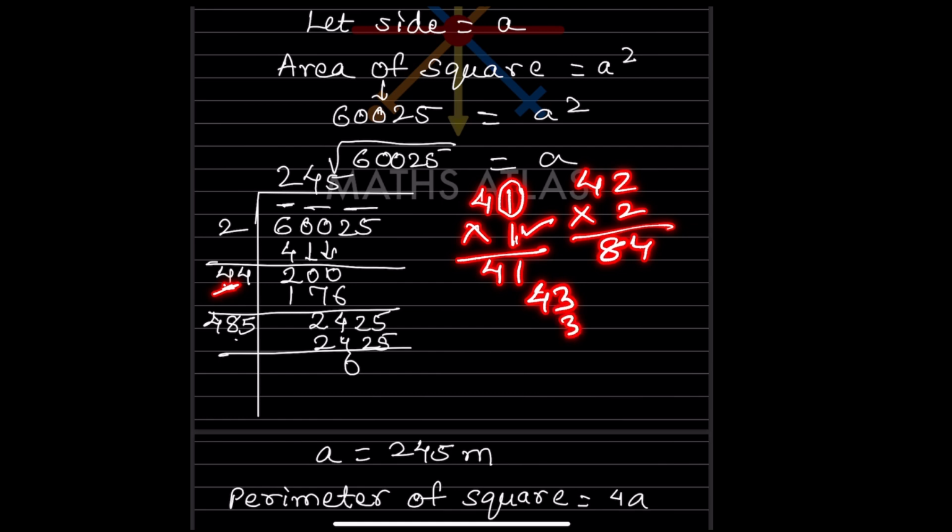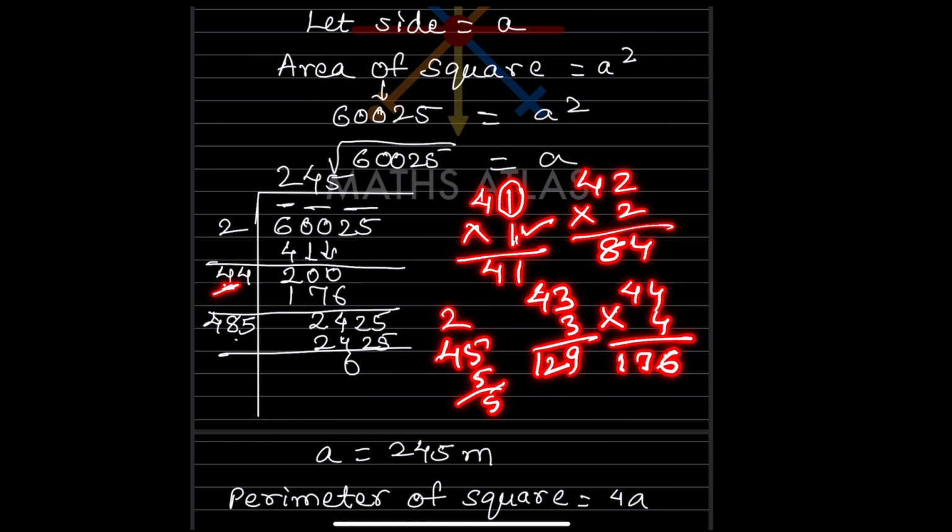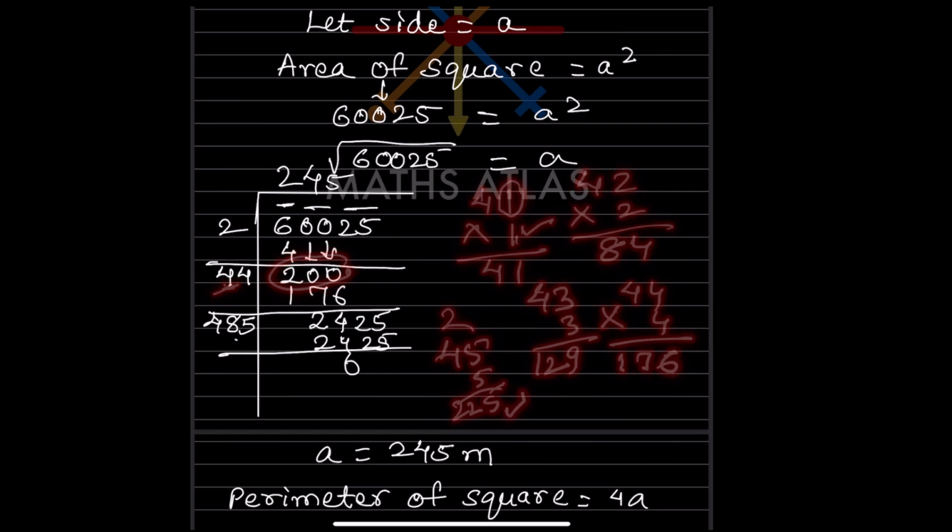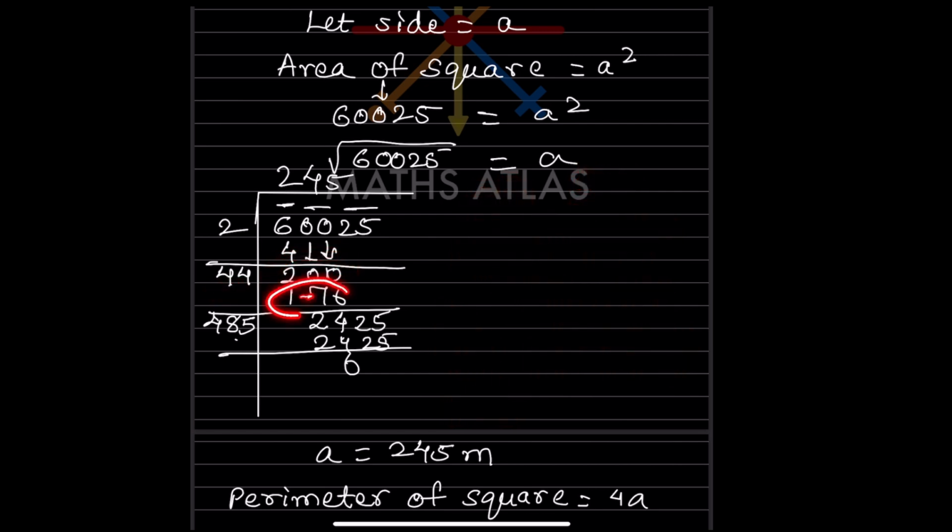43 threes are 129. 44 fours are, so that is going to be 176. 45 fives are, so 225. So 225 is not possible because this was 200. So we took 44 fours are, that is 176 over here. So now when we subtract this one, we got 24.